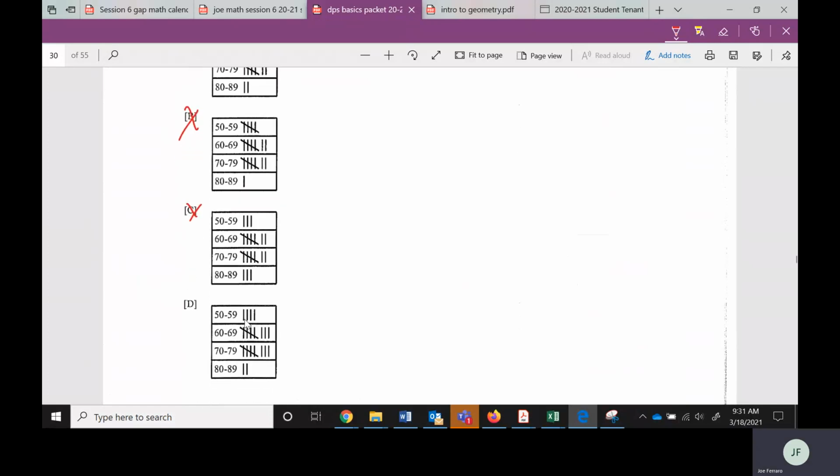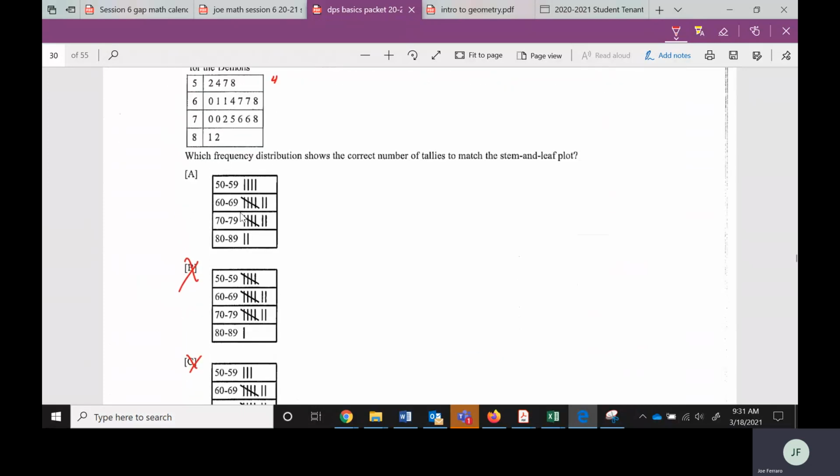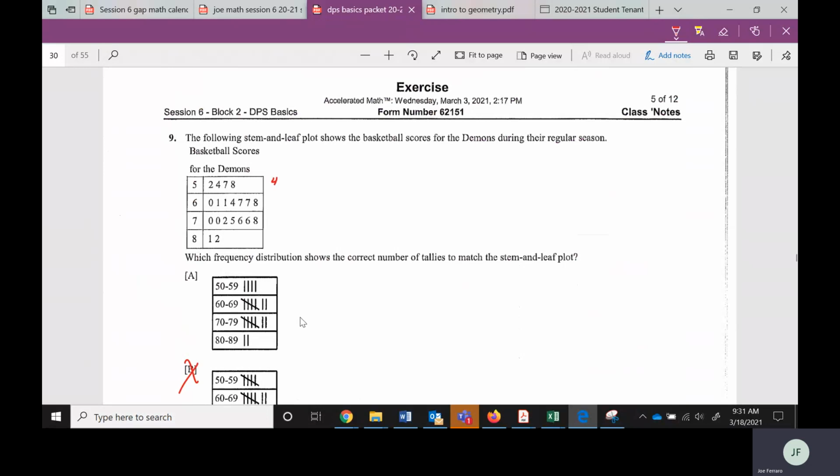This one has 4. So then you just do that for the 60s, 70s, and 80s and see what answer is correct, A or D. So I'll leave that one for you. We'll take the time on that.